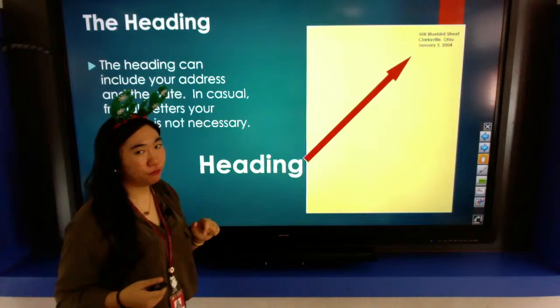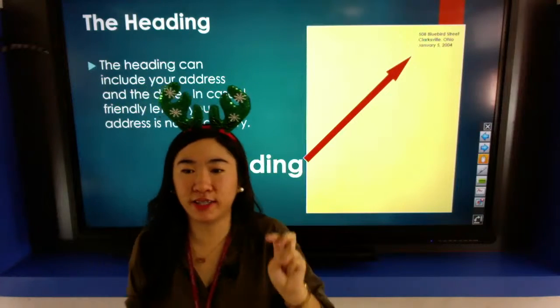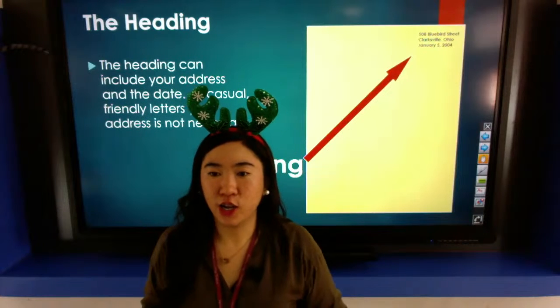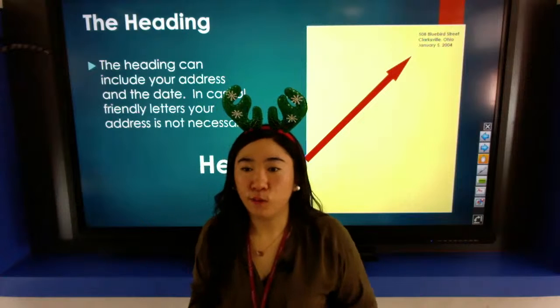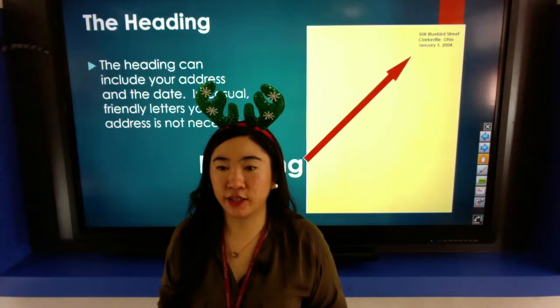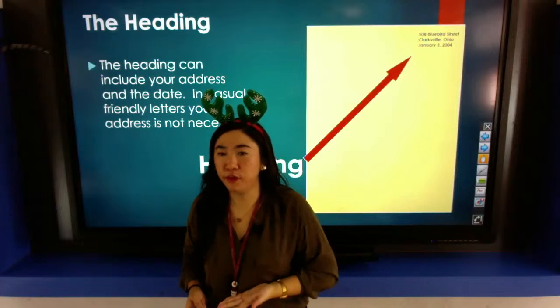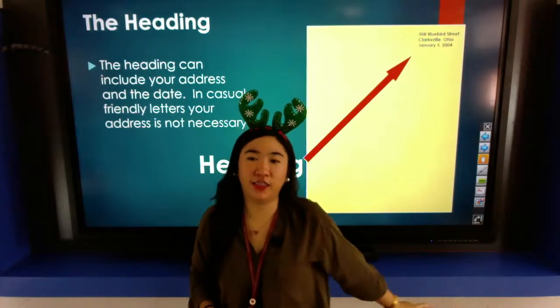Okay, now let's proceed to the second part. Again, there are 5 parts of a letter. So what is the second part of the letter? Who can remember? It starts with letter G. Who can remember what is the second part of the letter?